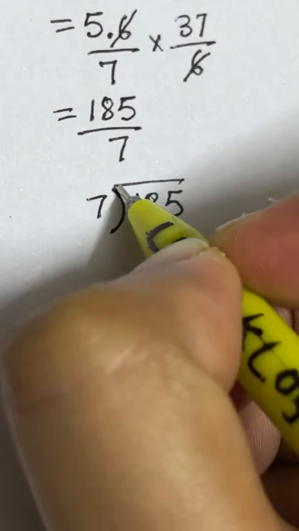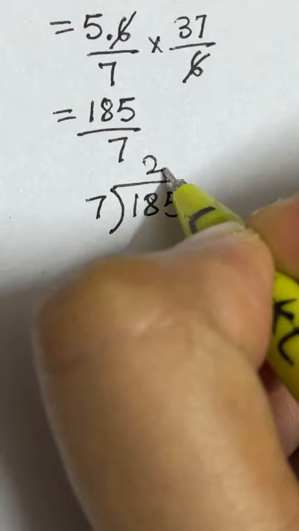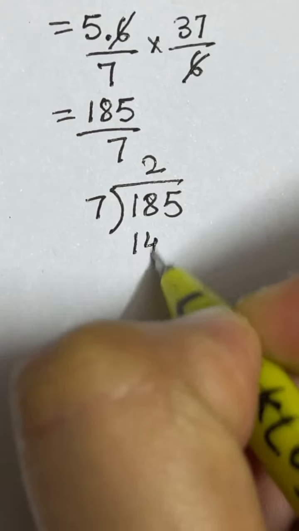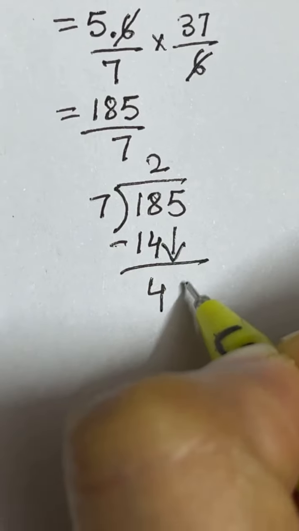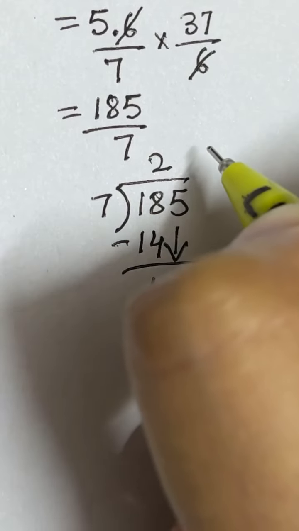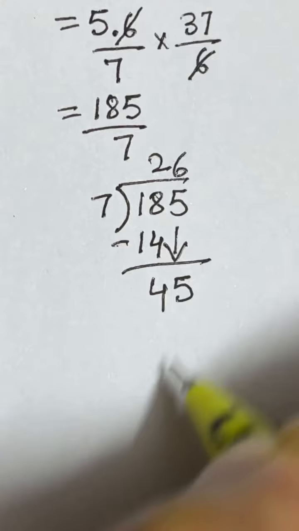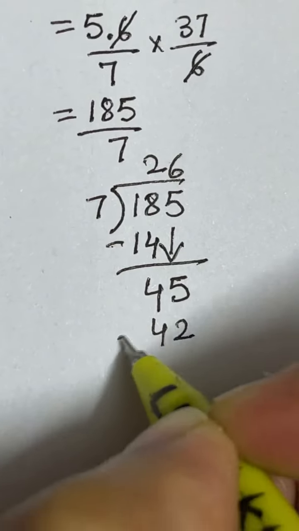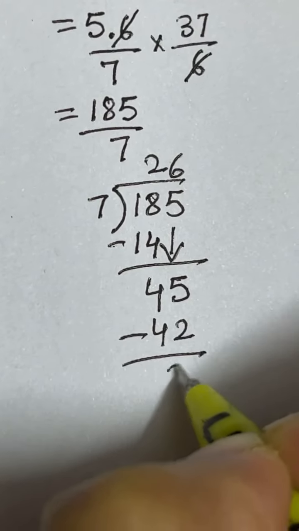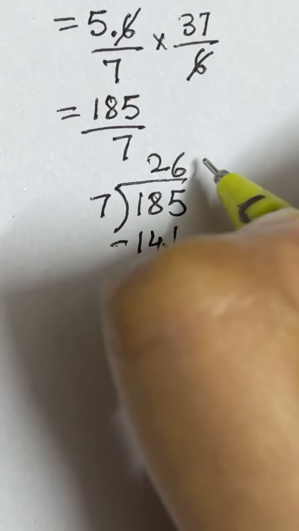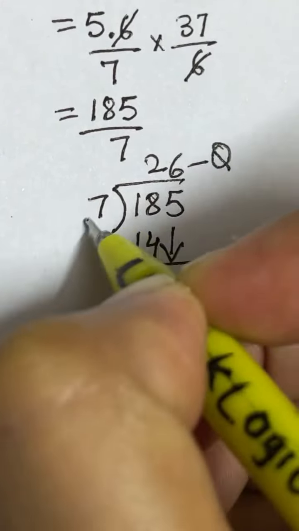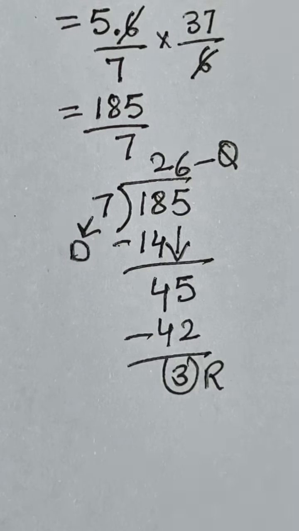185 divided by 7. So 7 goes 2 times. 7 times 2 is 14. And you're left with a remainder of 4. Then you take down 5. So 7 times 6 is 42. So we are going to take 42, subtract it, and you're left with a remainder of 3. So this is your remainder. This is your quotient. And this is your divisor.